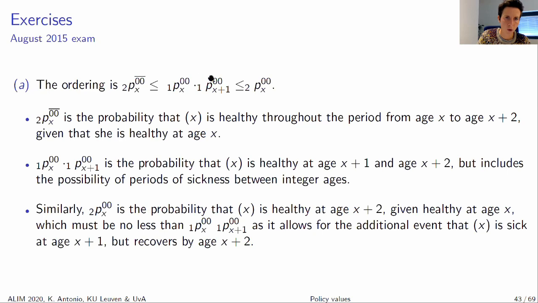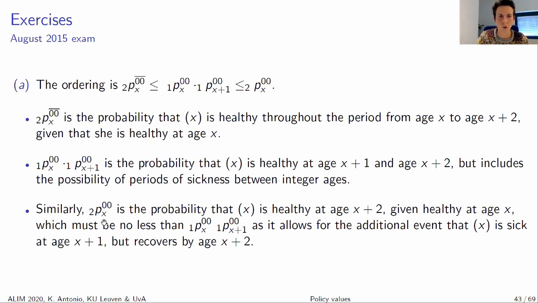Then if we look at the product of these two one-year probabilities, that means that you start in the healthy state at age x, and then _1p_x^{00} is the probability that you will be in the healthy state again at age x plus 1. Of course, you may have left the state in between, but at x plus 1 you're again in state 0. Then we multiply with the probability that you will again be in the healthy state at x plus 2. So here we look at all those events where you start in the healthy state at x, you're in the healthy state at x plus 1, and you're in the healthy state at x plus 2. And in between, you may have left and so on.